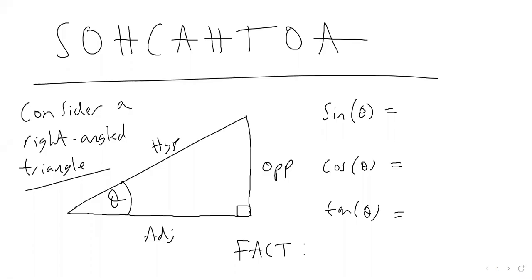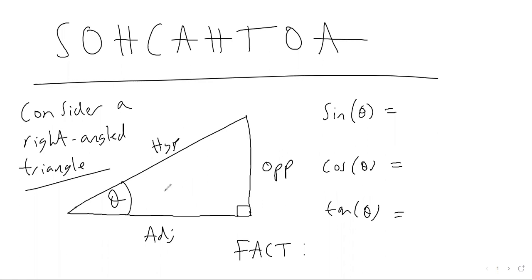Hello, so in today's video, we're going to do a summary of SOHCAHTOA. You probably would have seen these functions before: sin, cos, and tan. Sine, cosine, tangent are called trigonometric functions. They're functions that arise from right angle triangles. You would have probably seen this before.